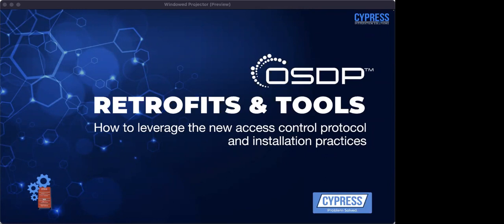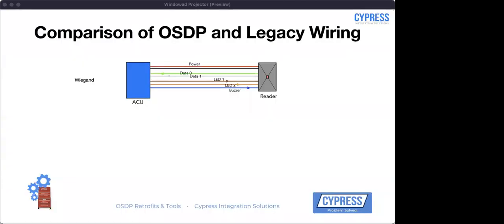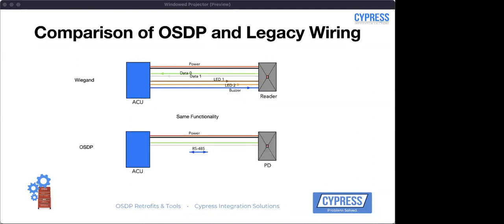So, we're talking about retrofit and tools. Here we have a comparison of OSDP versus legacy wiring with a Wiegand reader. You can see we have the normal data, a couple of LED lines, and then a buzzer, compared to the same functionality as an OSDP reader. But using commands, you actually reduce the LED lines and the buzzer lines to communicate over the communication lines. Just something to keep in mind: we're going from a minimum of 7 wires in this case down to 4, and getting the same functionality over those 4 wires.